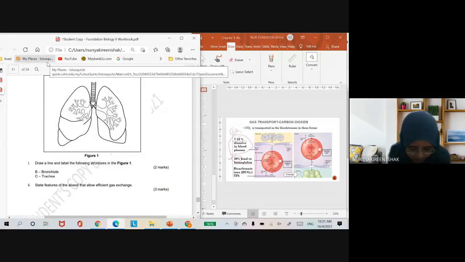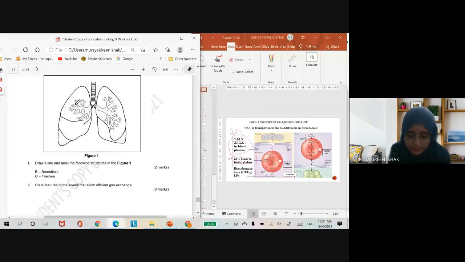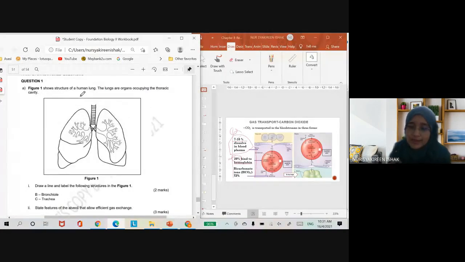the following structure. Okay, so kat soalan ni awak tengok, make sure bila soalan instruct awak buat sesuatu benda tu, awak buat macam soalan tu suruh lah. Faham? So kat sini kata apa? Draw a line and label. Keyword dia kat sini. So maksudnya okay, dekat sini dia dah bagi B and C. B awak kena label B for bronchiole kan, C for trachea.